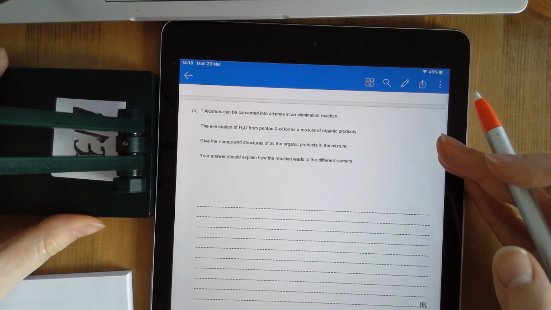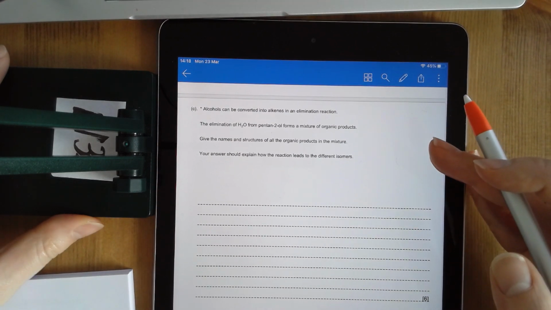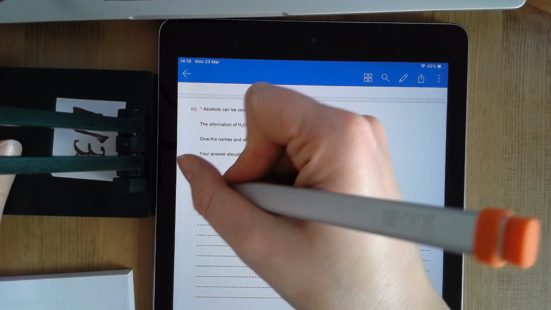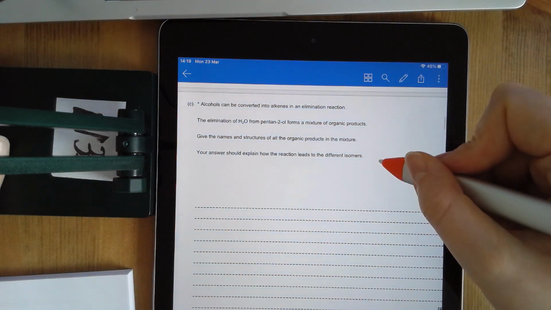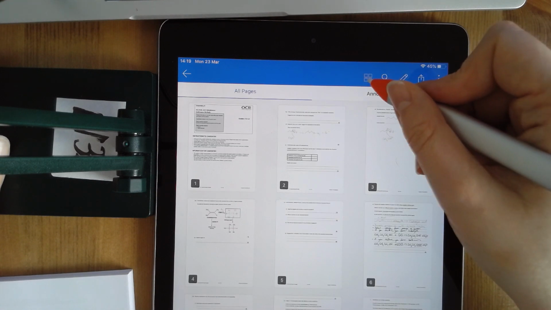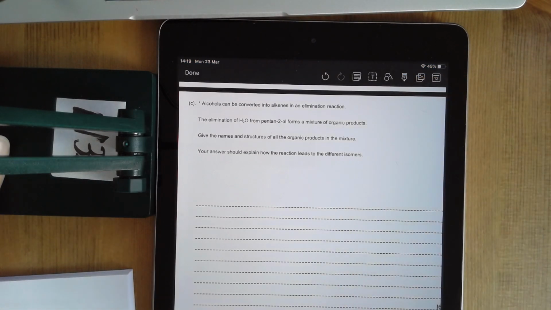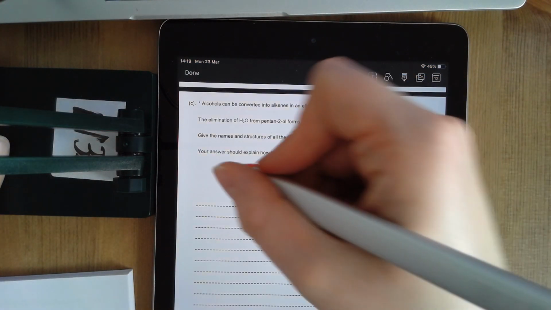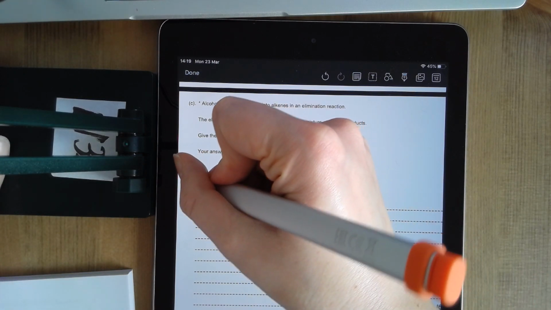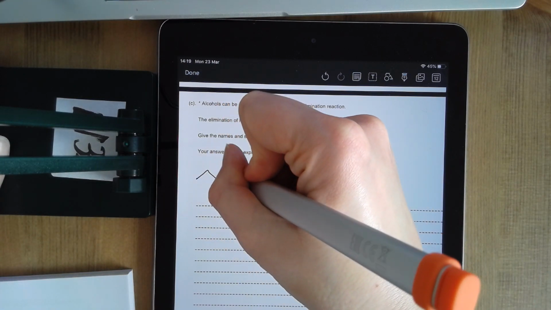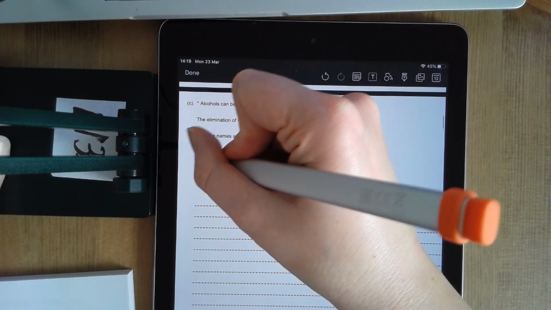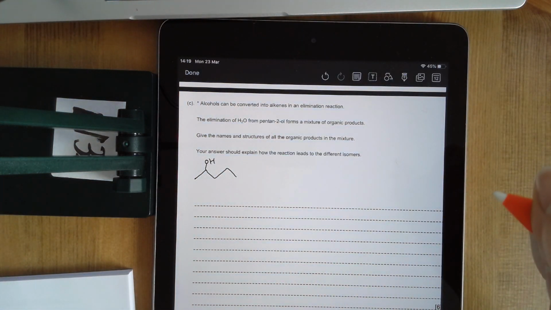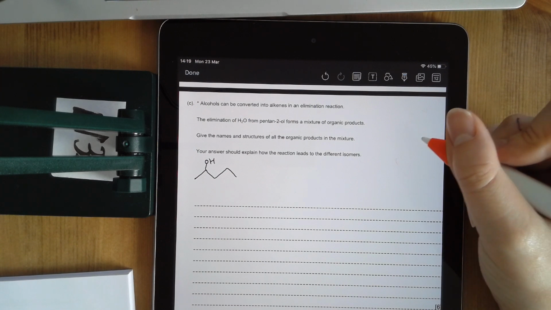You're told that you have got pentan-2-ol, which I'm just going to draw. So I have got 5 carbons: 1, 2, 3, 4, 5. Pentan-2-ol. So you've got an OH on the second carbon, and they're telling you that you are going to convert it into an alkene in an elimination reaction.